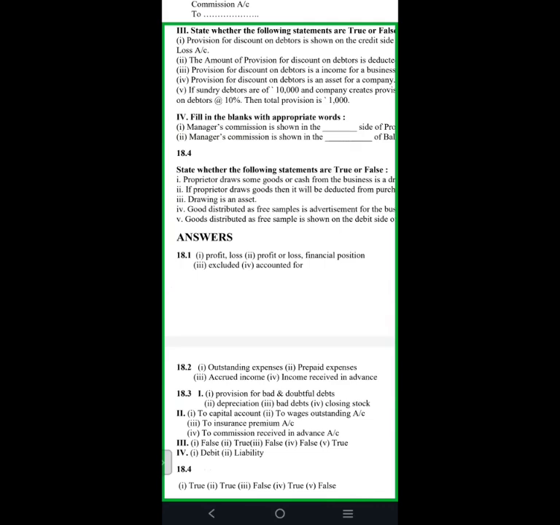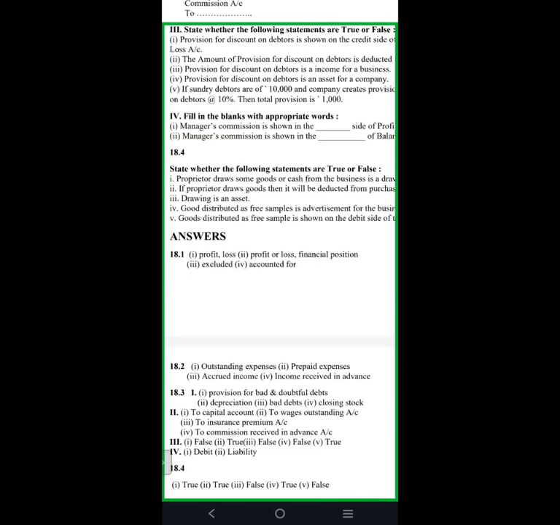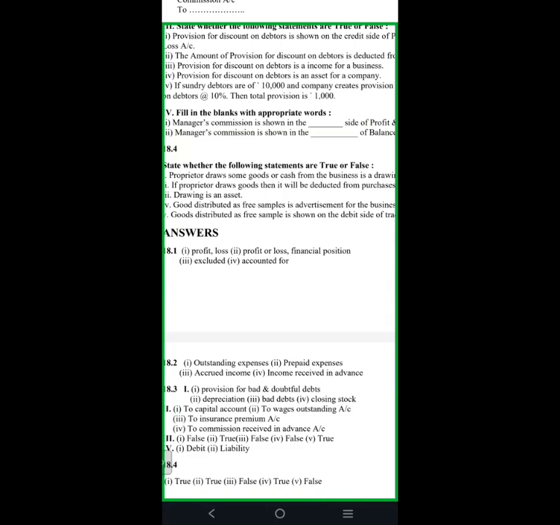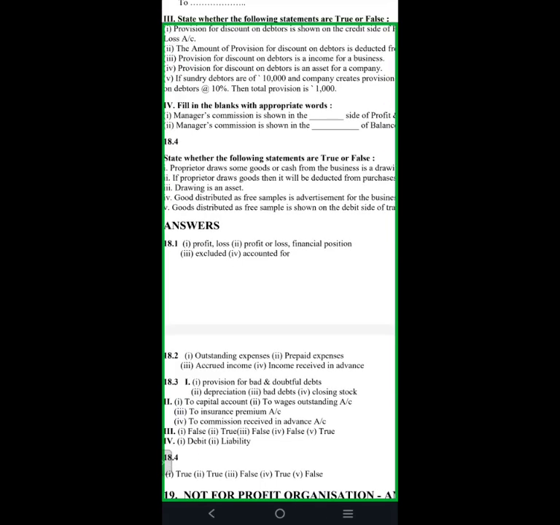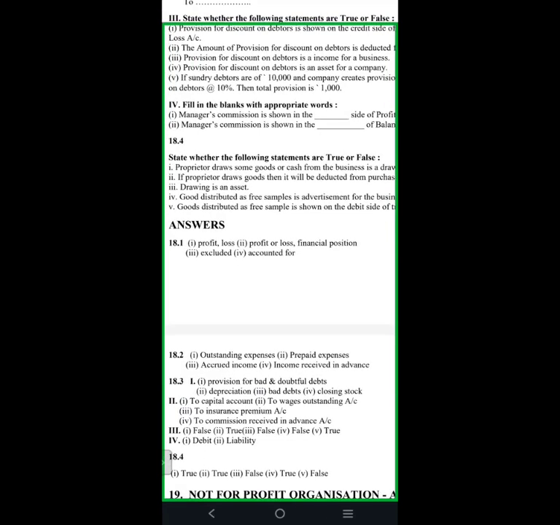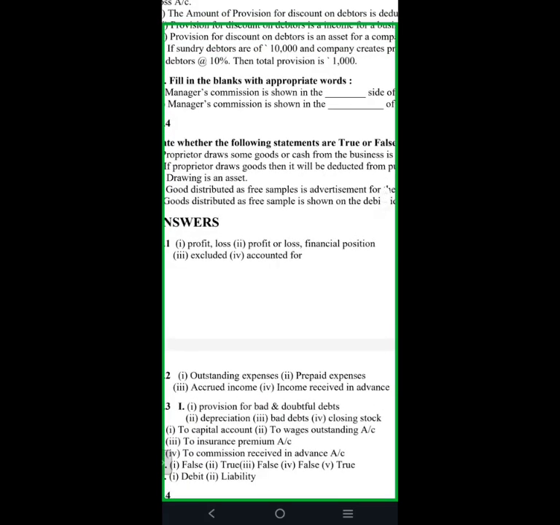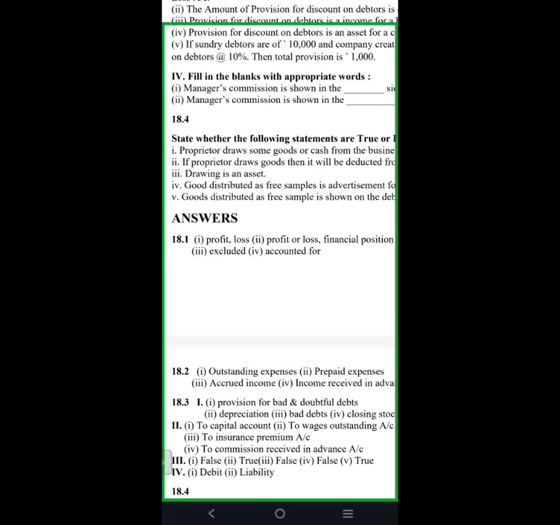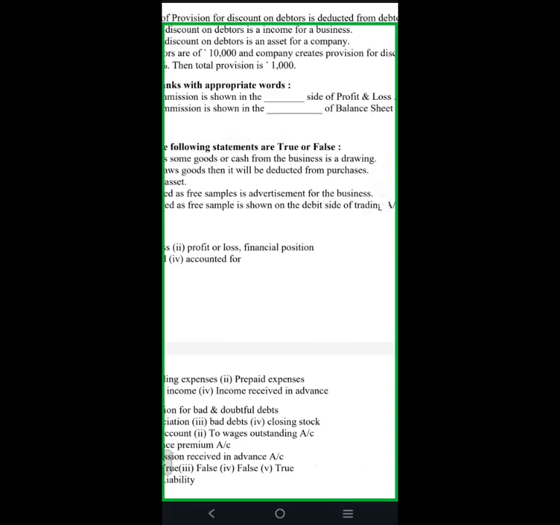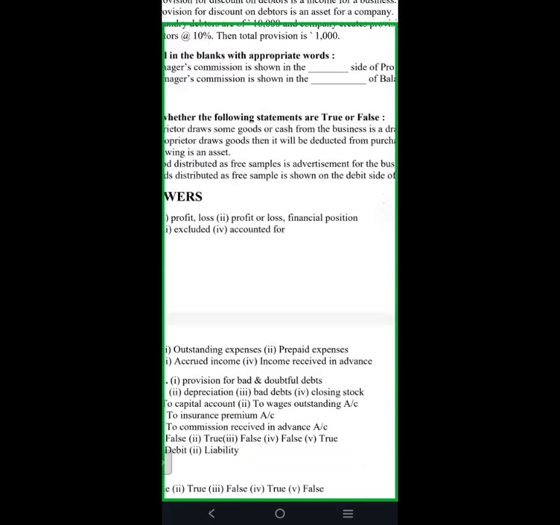State whether the following statements are true or false. Proprietor draws some goods or cash from the business is drawing. True. If proprietor draws goods, then it will be deducted from purchases. True. Drawings is an asset. False. Goods distributed as free samples is advertisement for the business. It's true. Goods distributed as free samples is shown in the debit side of trading account. False.